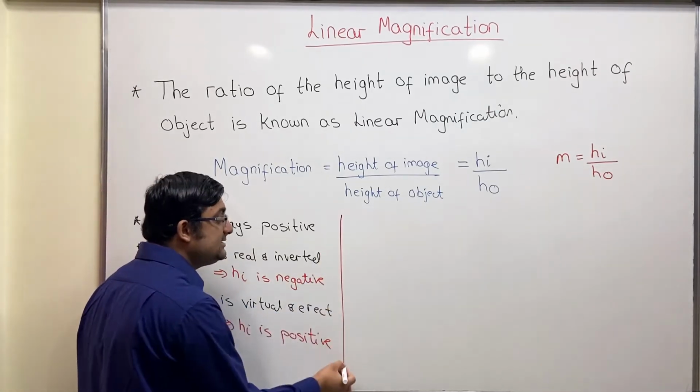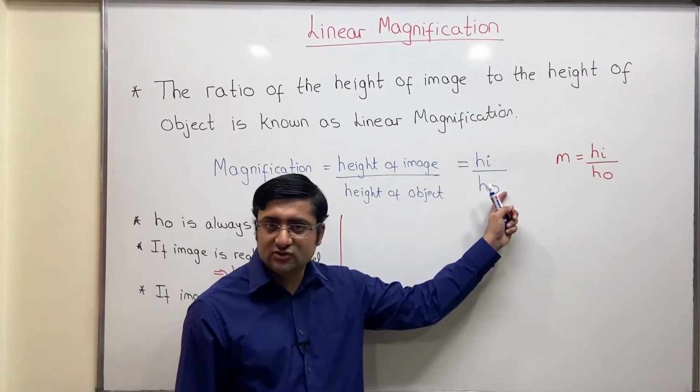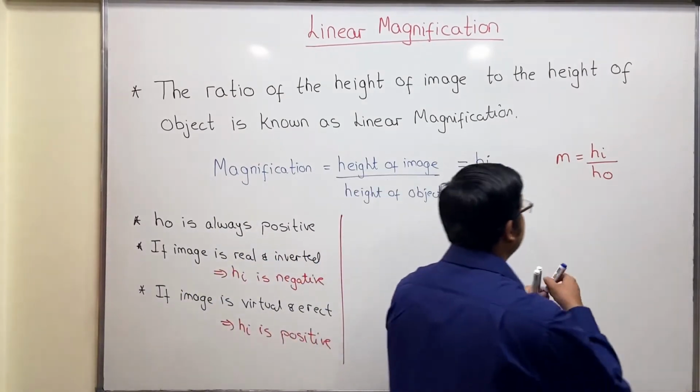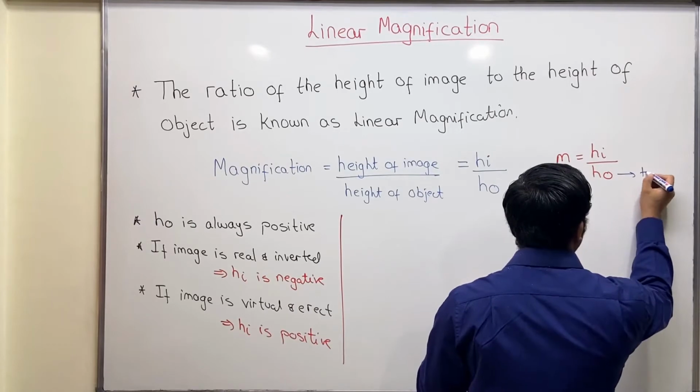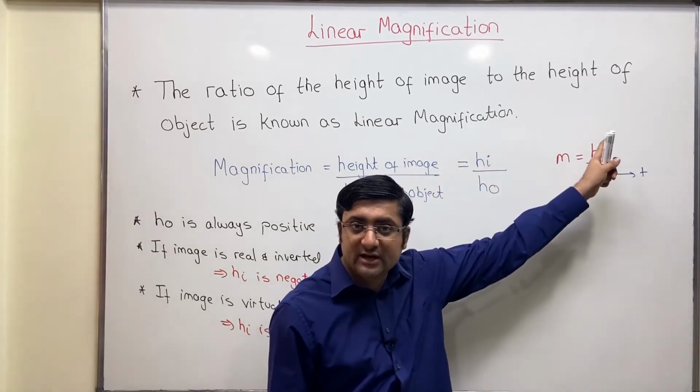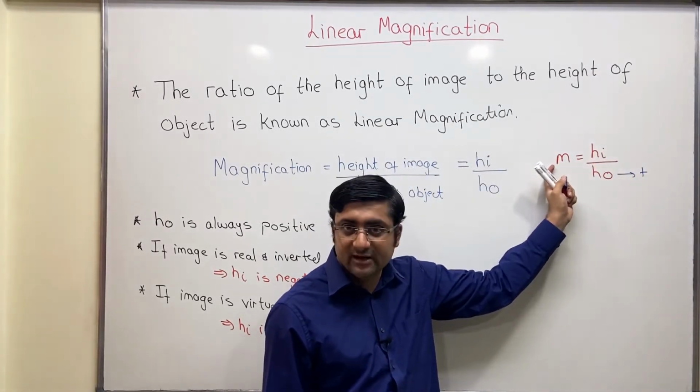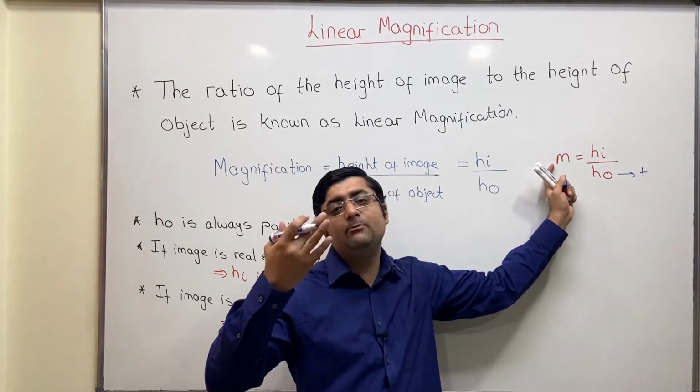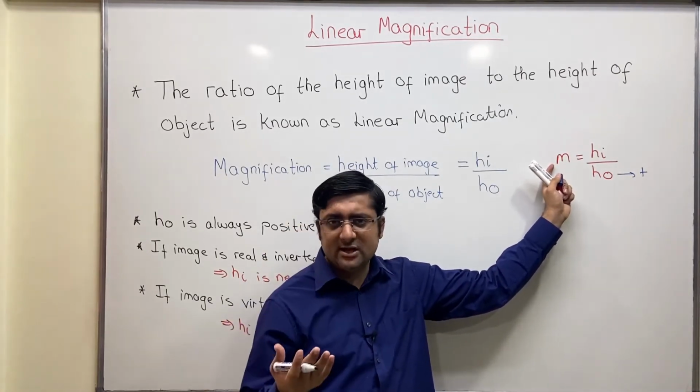Now the next thing, guys: the height of the object is always positive. So I'll make a mark over here, that is, the height of the object is always positive. Now the height of the image can be positive or negative. Accordingly, we'll get the sign of magnification. So magnification can be positive or negative. So let's understand what this means.